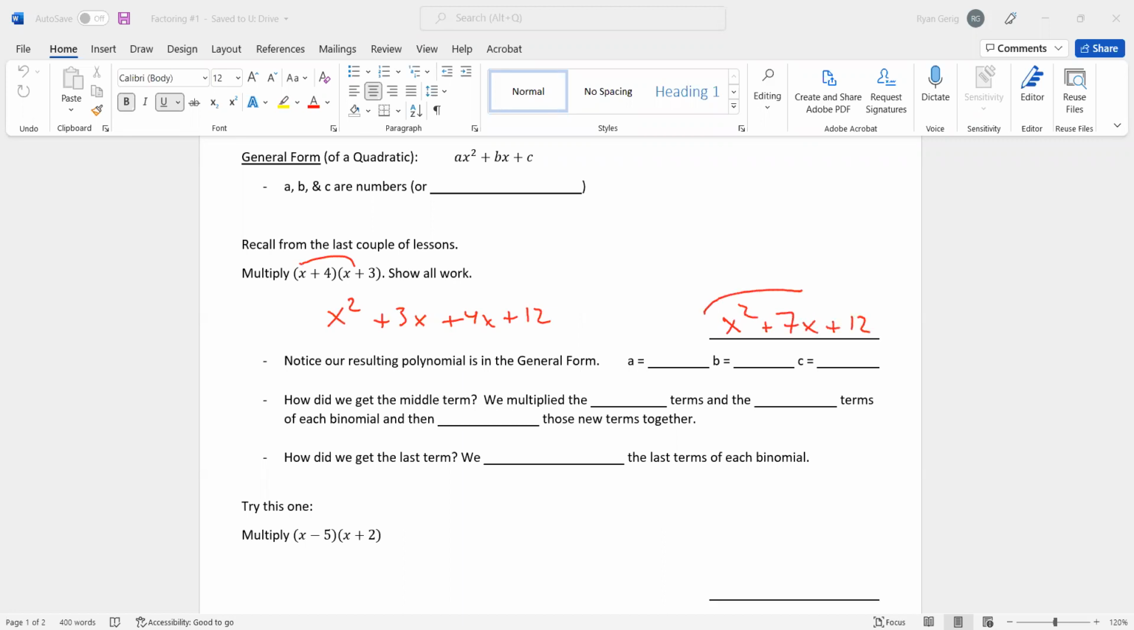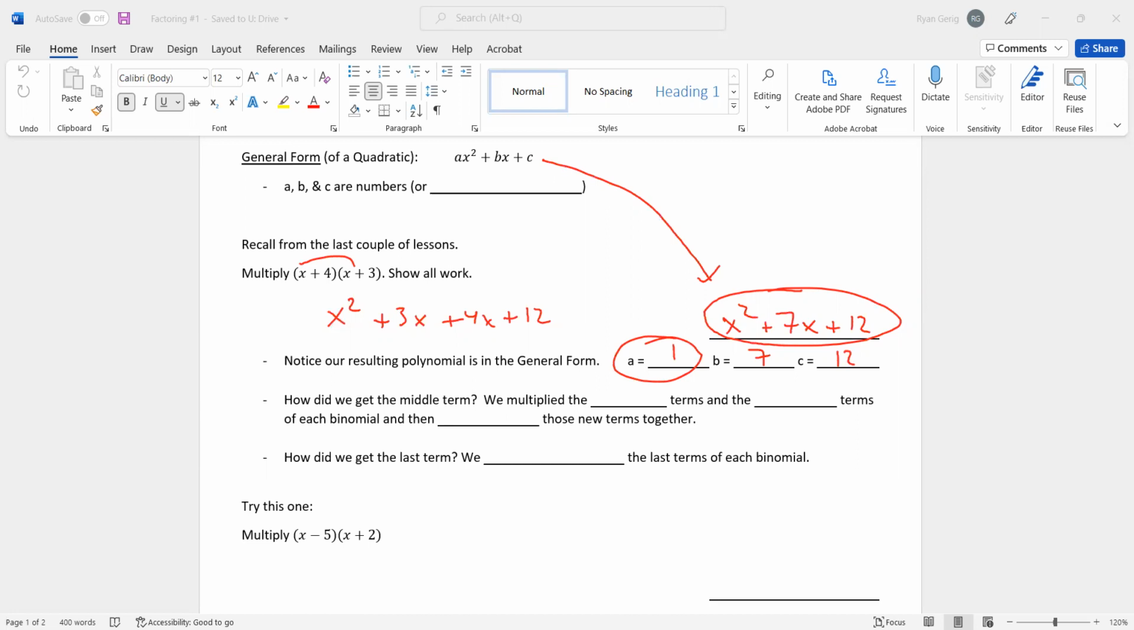Notice that my result, just circled there, the resulting polynomial, is in general form, right? A equals 1, B equals 7, and C equals 12. If you look back at the title of the notes, it says factoring when A equals 1. That's what I'm talking about. You're going to have a lot of x squareds starting your problems, okay?